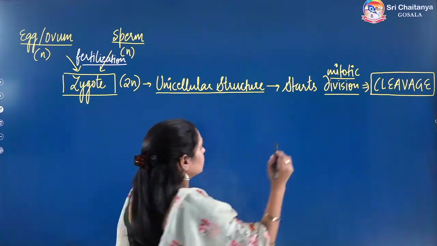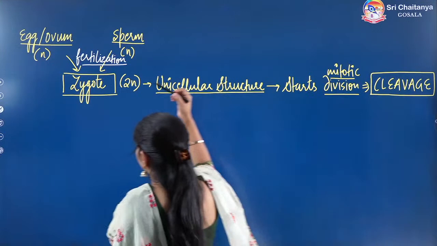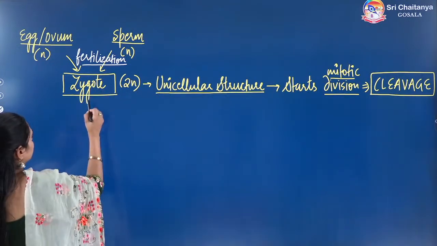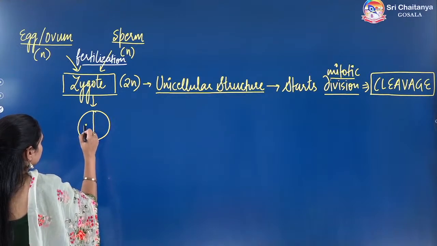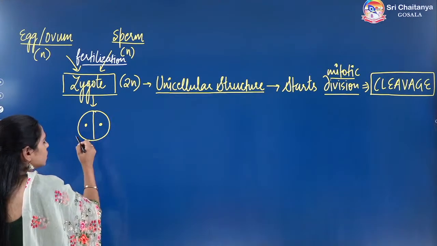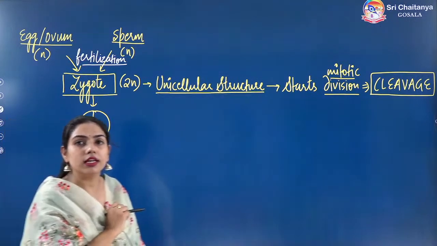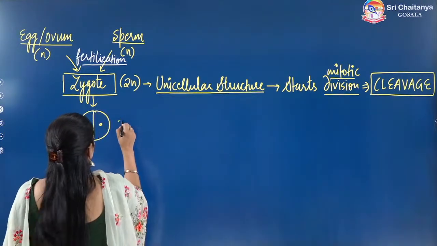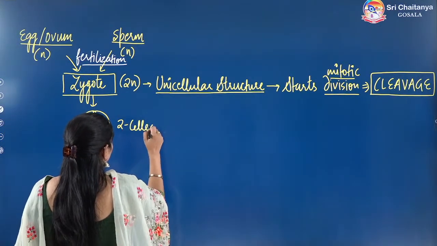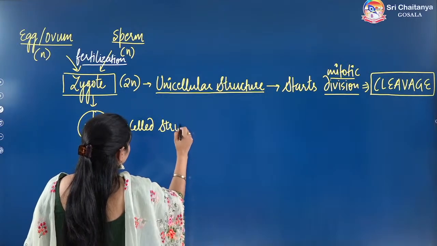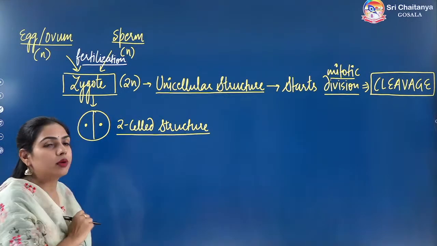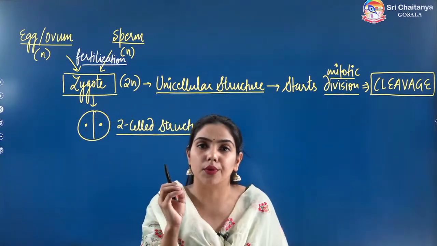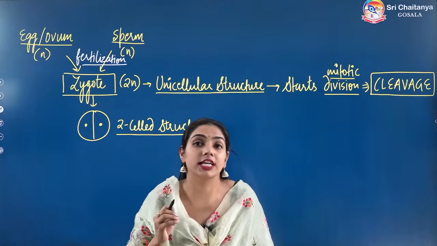Now, due to this cleavage, from this unicellular structure we will get a 2-cell structure. This is the nucleus of one cell, this is the nucleus of another cell. Can you see the two-celled structure here? After the zygote, all the structures which are getting formed are known as embryo. They all are the embryonic stages.